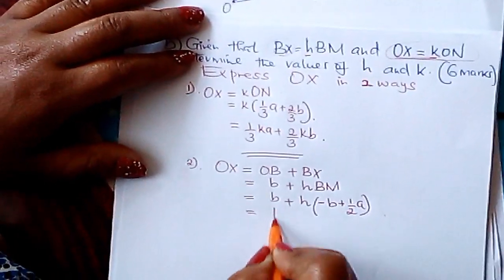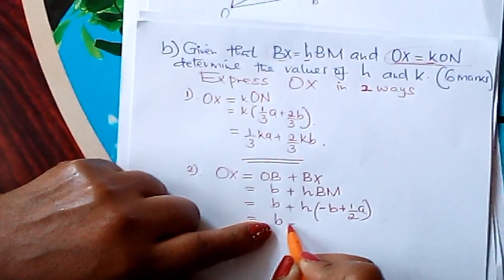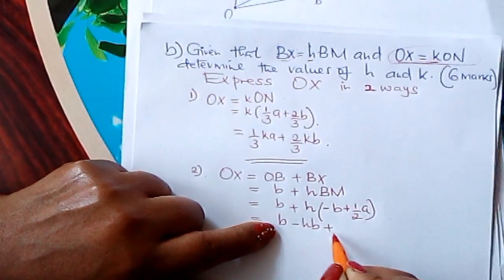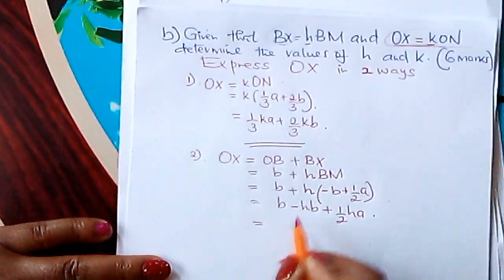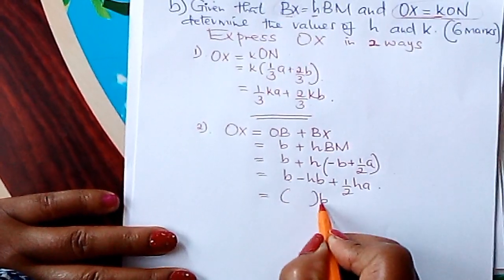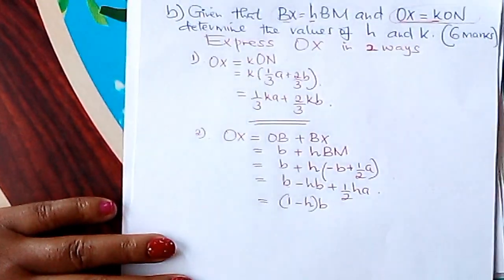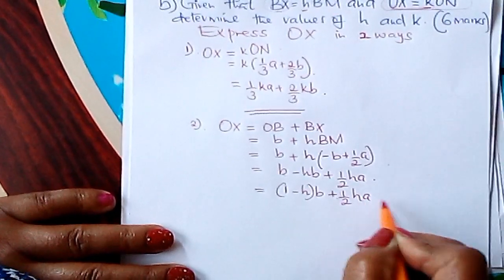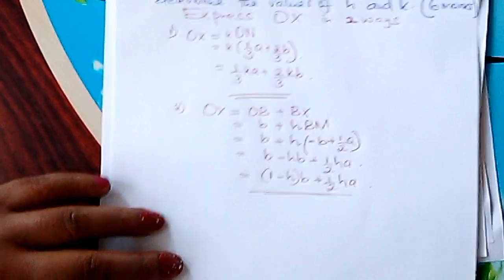So learner, you come and say that this is B. You remove this bracket, it will give you minus hB and then plus a half of hA. From there, you factor out B. You have B's here. Factor it out like that, B. So here you'll be left with 1, and here you'll be left with h. So 1 minus h. And here now you'll have a half hA. So this is the second way of expressing your OX.